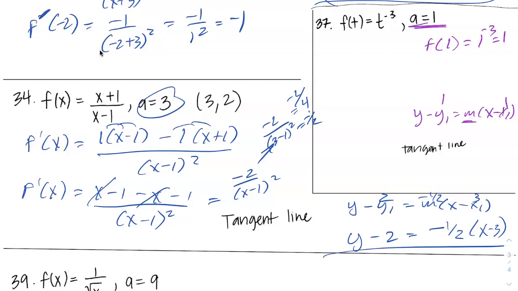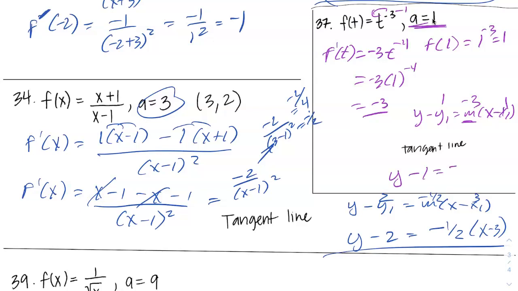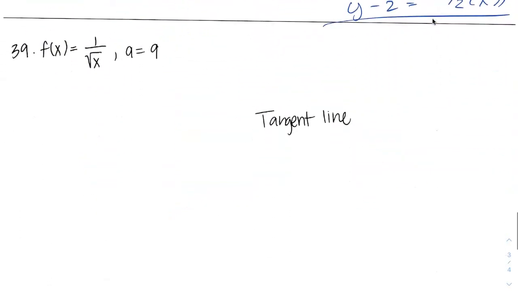The key thing is always m. That's the key, right? So remember, take the derivative and plug your x in. So my derivative here, bring it down, subtract 1 off, is negative 3 t to the negative 4. The good news is we're just plugging in 1, so negative 3 times 1 to the negative 4, or just negative 3. So there's my tangent line: y minus 1 equals negative 3 times x minus 1. 39.